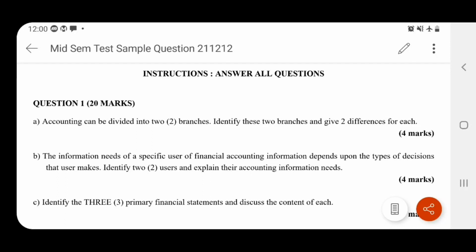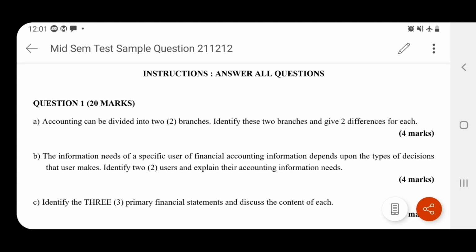Everybody, this is lecture for week 8 and this is lecture 1 for Monday 13th of December. Okay, so in this lecture I want to show you past year exam question, past year mid-semester test question.